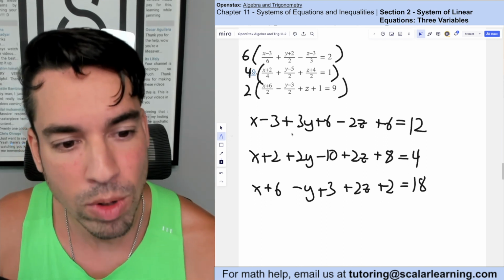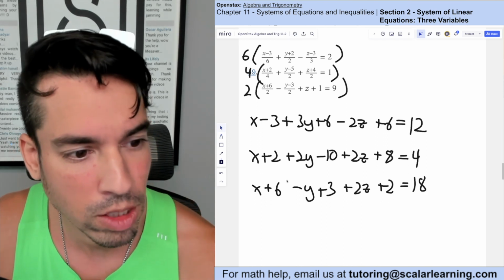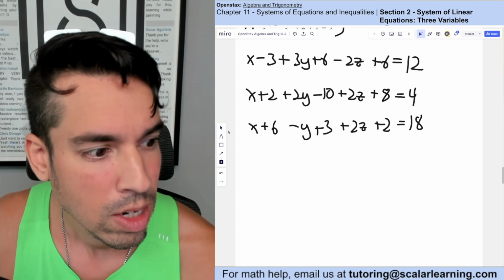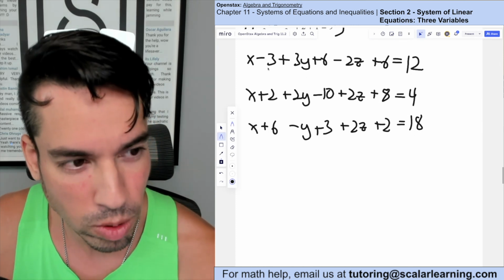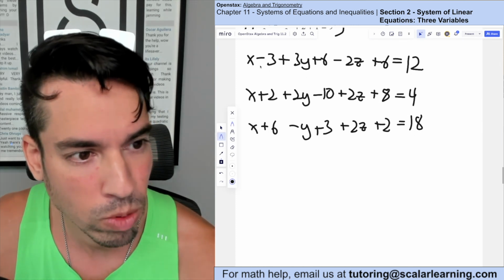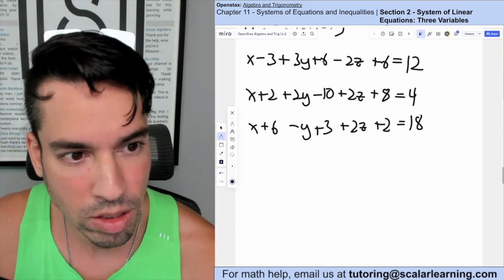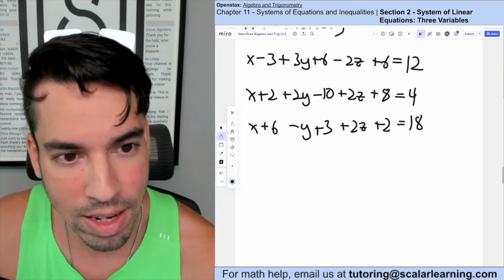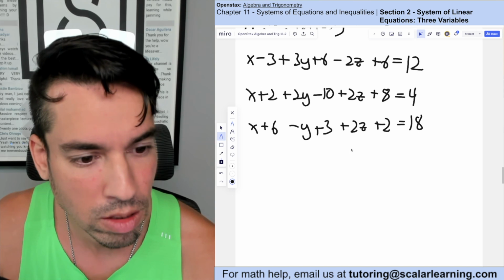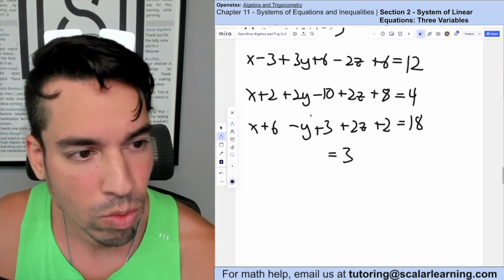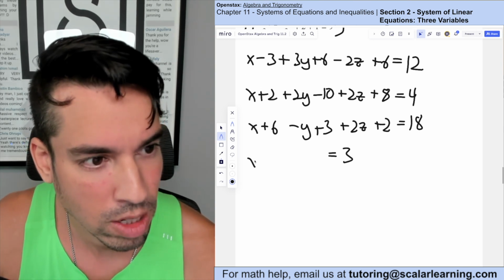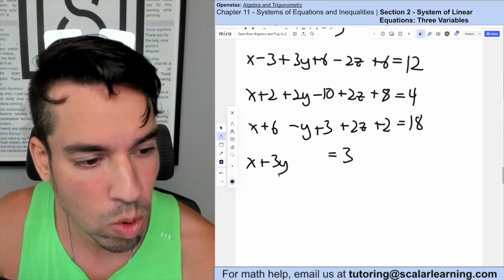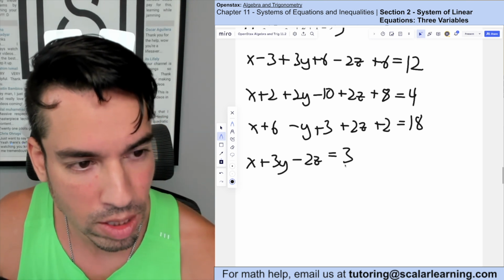Okay, now I want to simplify these equations a little bit. We're going to make some room here. This is going to take a lot of steps, so let's combine like terms, kind of. We're going to do it as efficiently as possible. So the negative 3 plus 6 is 3, plus 6 is 9. Subtracting 9 from both sides, we get 3 on the right-hand side. And then on the left-hand side, we just have x plus 3y minus 2z. There we get a nice equation.